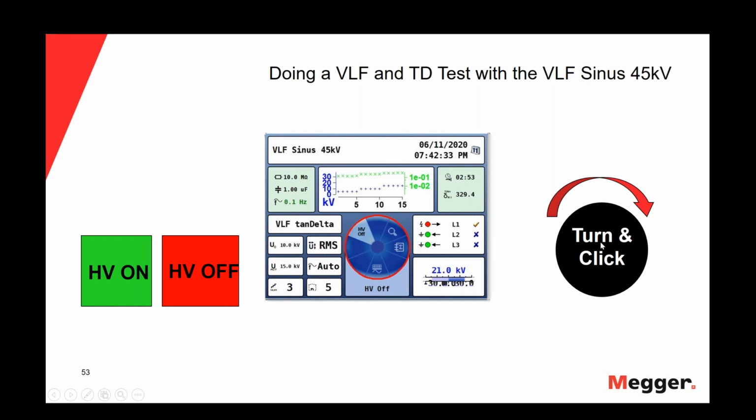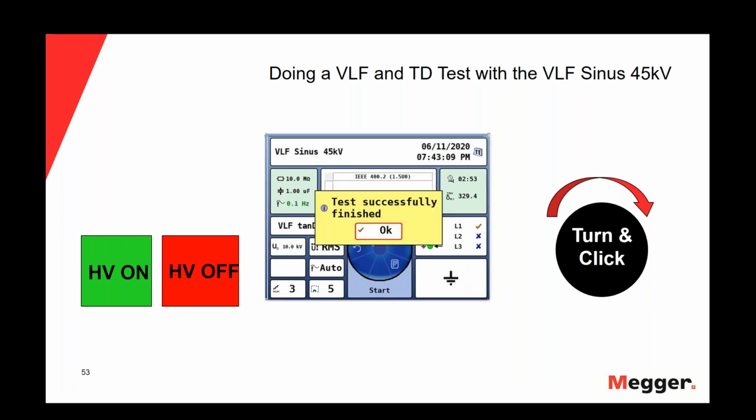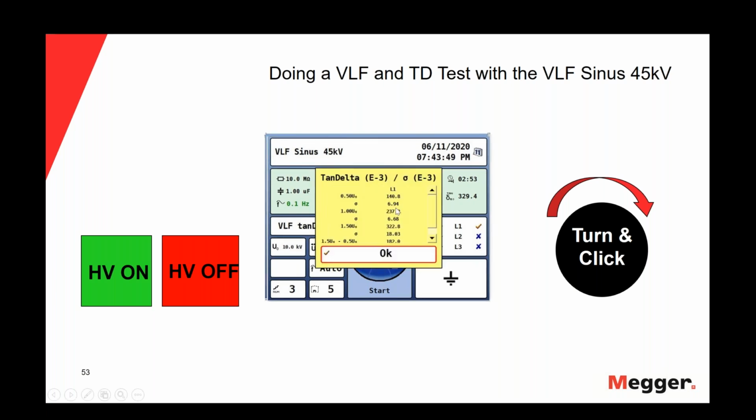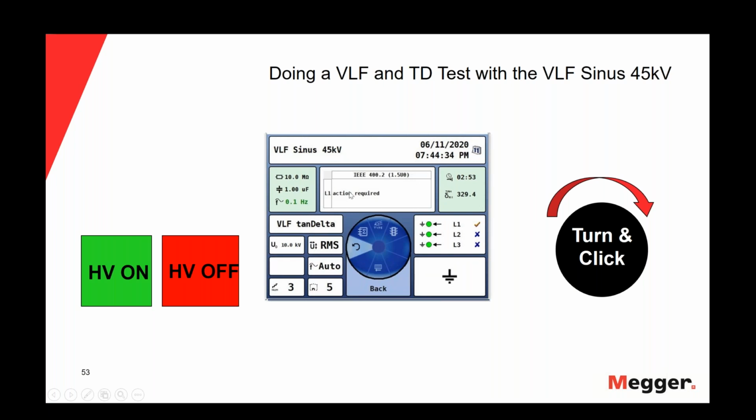Once we're done with the tan delta test, the unit will say test successfully finished. I click on OK, and we will have access to all the important information: the mean value of the tan delta, the tan delta stability, and the delta of the tan delta, and we will have the assessment for the tan delta test. In this case, it is action required.